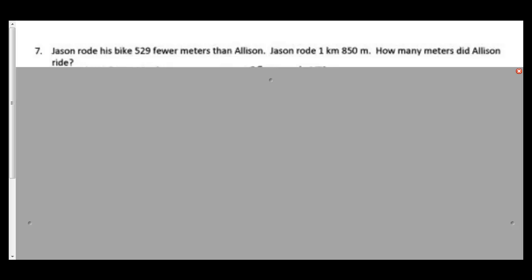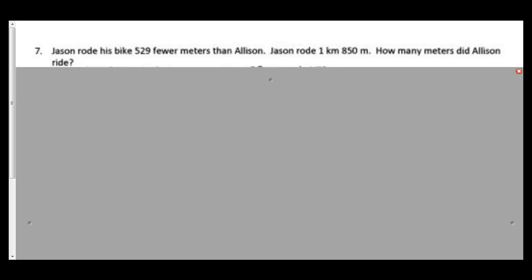Try this last one all by yourself. See how you do. If you get stuck or you get frustrated, you can always watch and go along with me. So Jason rode his bike 529 fewer meters than Allison. Jason rode 1 kilometer, 850 meters. How many meters did Allison ride?